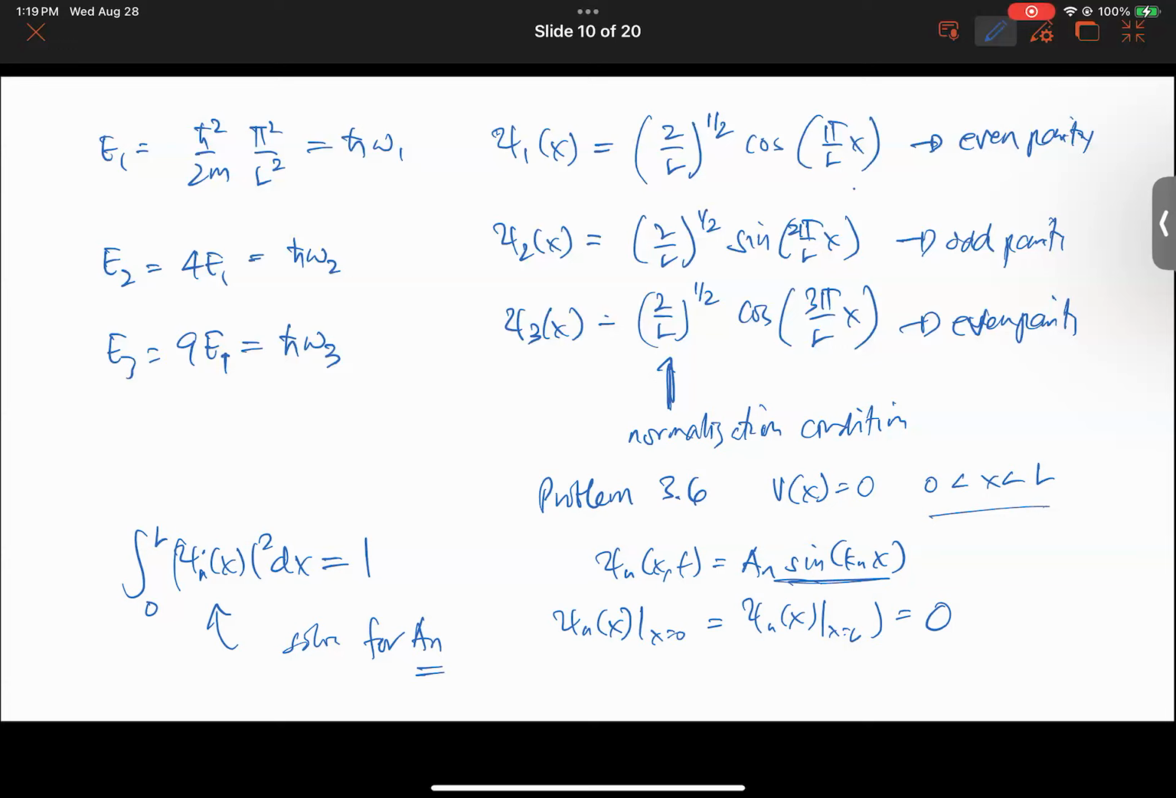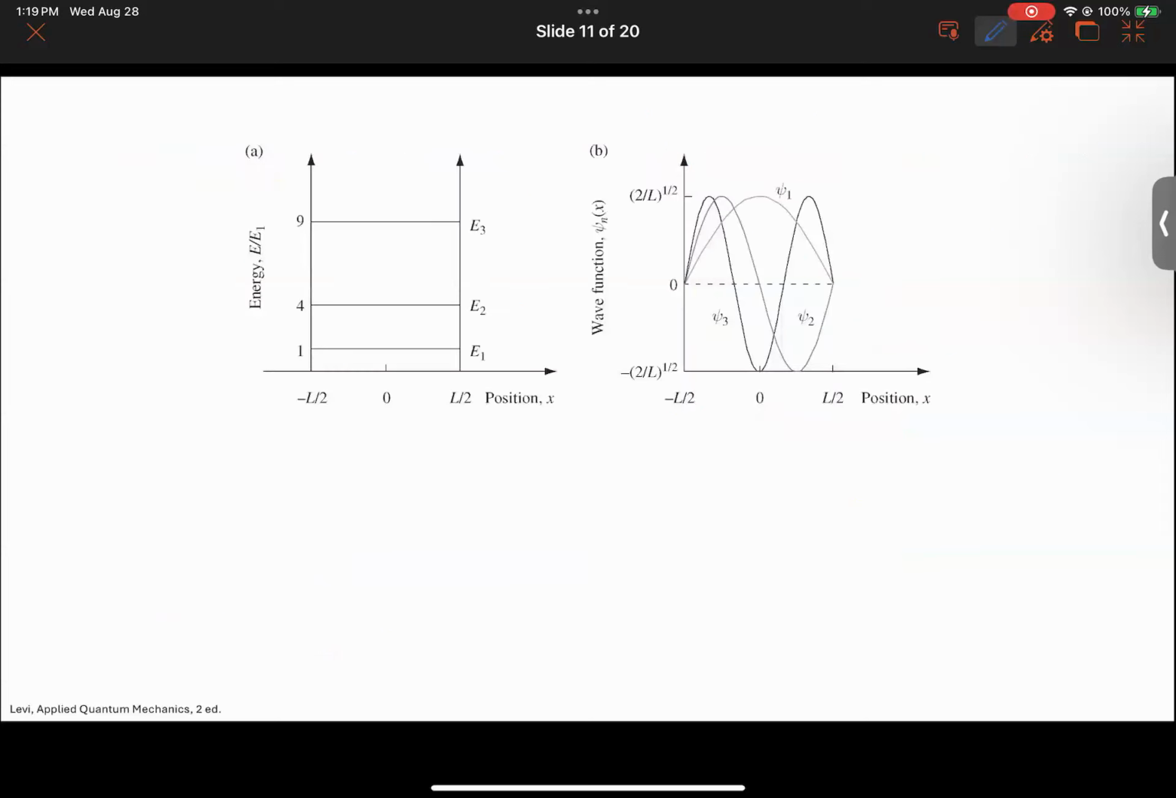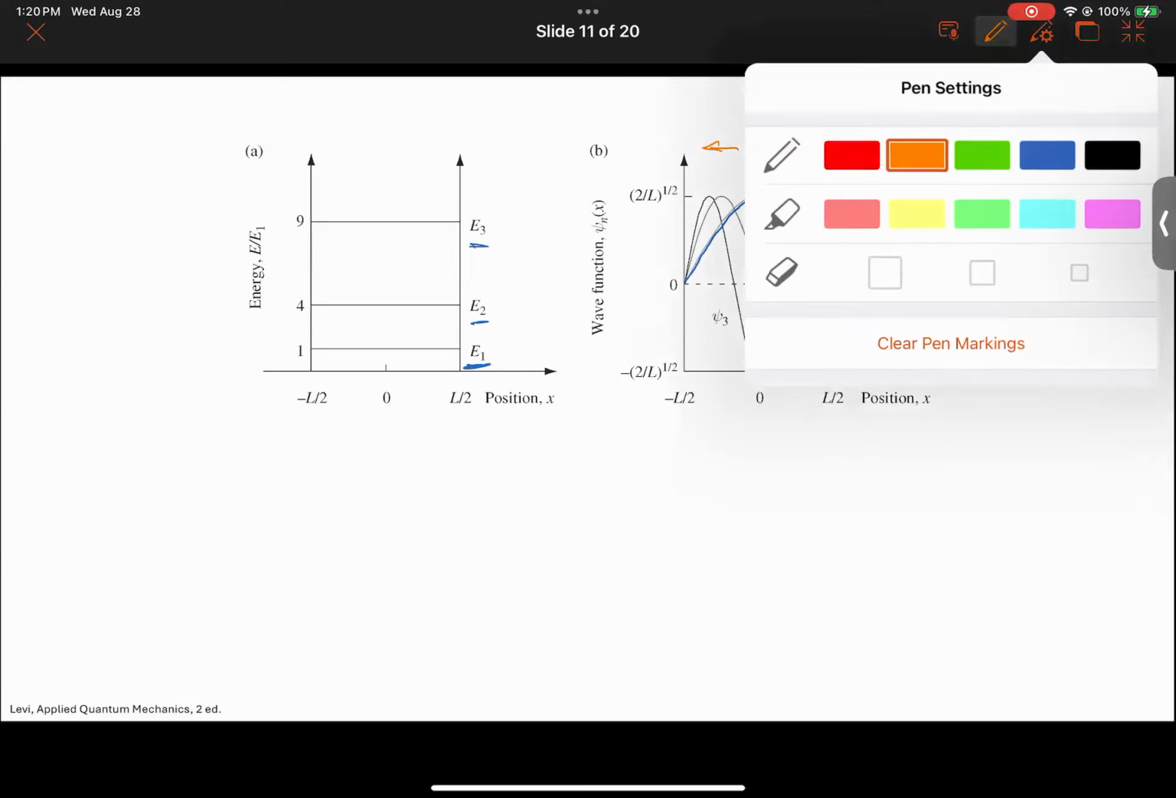Now if we graph that, anong magiging result? So pag ginraph natin yung tatlong states na yun, we have this ground state dito, ito yung E1, first excited state and the second excited state. Then we have these three wave functions. So ito yung eigenfunction corresponding to the ground state. At makikita nyo kung bakit siya tawag dito even symmetry, kasi this is just a mirror image of that.